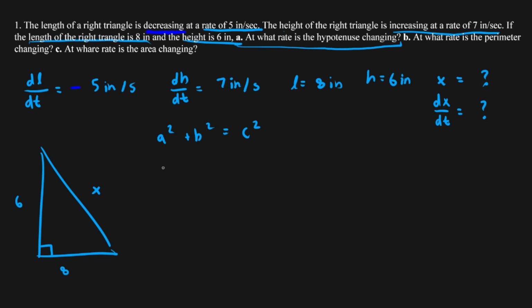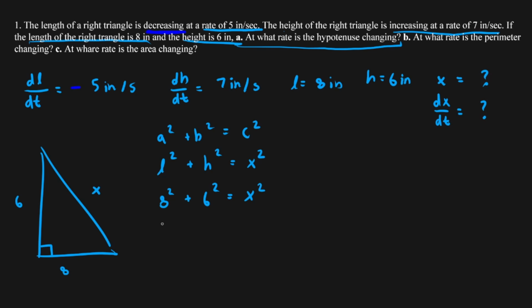For the sake of this problem, L is going to equal A, so we're going to have L squared plus, and then B is going to equal H squared, and then C is going to equal X. So we know the values of L and H, but we do not know the value of X, so let's plug in what we do know. L is 8, so you have 8 squared plus H is 6, plus 6 squared equals X squared.